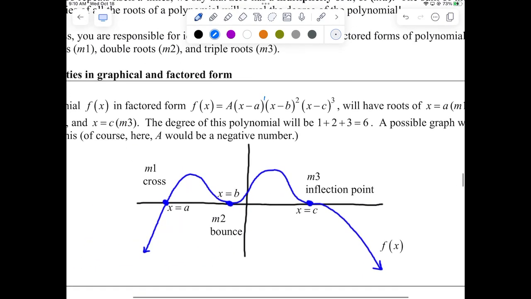You have 3 x-intercepts here. You have x equals a. These are your roots. You have x equals a, x equals b, and x equals c. So if you plotted those, here's x equals a down here. You put a dot at x equals a, a dot at x equals b, and a dot at x equals c. Here's what they look like graphically based upon how many factors they take up in the problem.